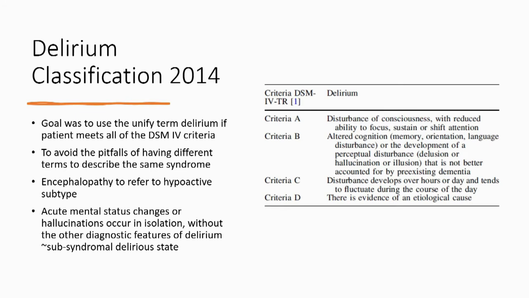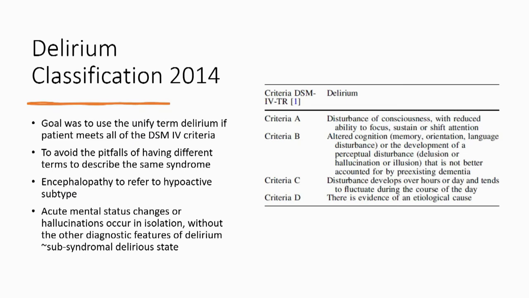And the goal of making this definition very clear was to avoid the pitfalls of having different terms to describe the same syndrome. And in this classification, they put encephalopathy into the diagnosis, into the broad umbrella of delirium, and they refer to encephalopathy when somebody had a hypoactive subtype. Acute mental status changes or hallucinations can occur in isolation. If they did not have other diagnostic features of delirium, then it was called a subsyndromal delirium state.